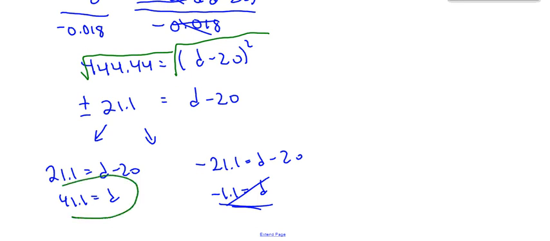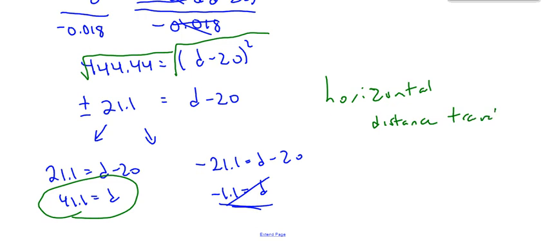So my answer is that the horizontal distance traveled by the ball before it hits the ground is 41.1 meters. Again, because this one, well, it just doesn't make sense to go backwards.